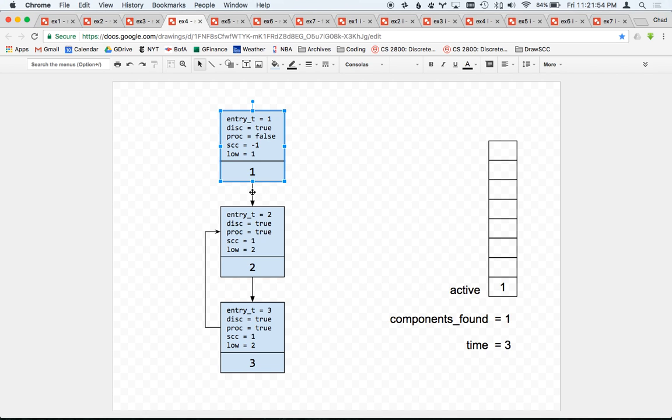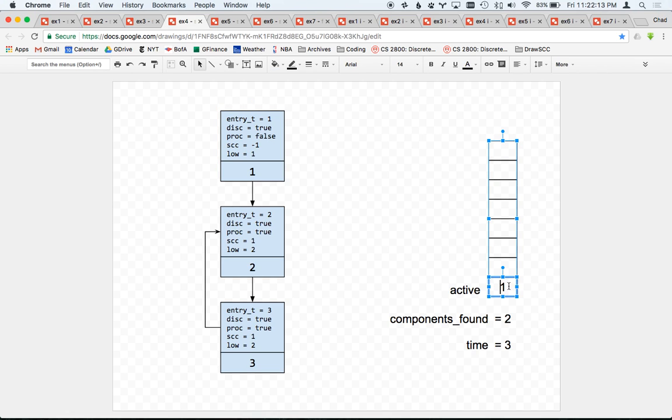We were processing the edges out of vertex 1. There was only this one edge, so we're done processing the edges of vertex 1, which means now we can process vertex 1 late because we're about to exit it. We check to see whether low of 1 equals 1 itself, which it does, which means we have found another strongly connected component.